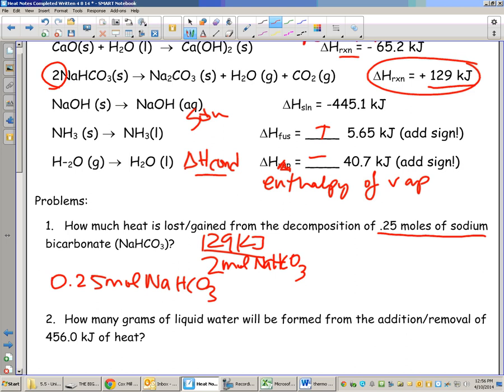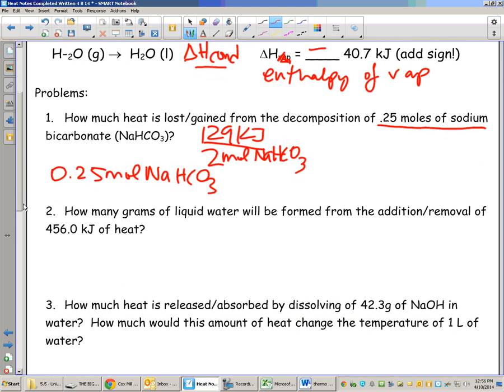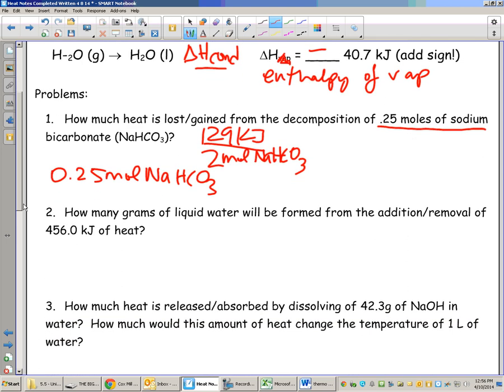All right, so back here, we're starting off with the 0.25 moles of the sodium bicarbonate. I want to figure out how much heat. So what unit am I looking for? I'm looking for kilojoules. So all I'm doing is taking what I have and using my conversion factor. So I'm just going to multiply by this conversion factor, but how do I write it? Do I write it like that, or do I flip it?